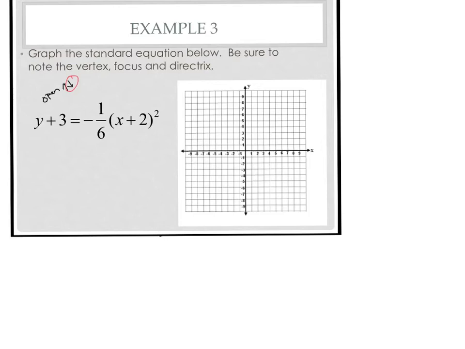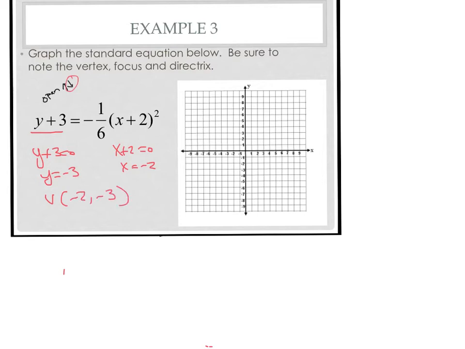So I'm going to do the vertex real quick. So I got this guy right here. Is that y all by its lonesome? No. So I'm going to say y plus 3 is equal to 0. y is equal to -3. And I'm going to take this guy, it's not all by itself, set it equal to 0. x is equal to -2. So I know my vertex is at (-2, -3).